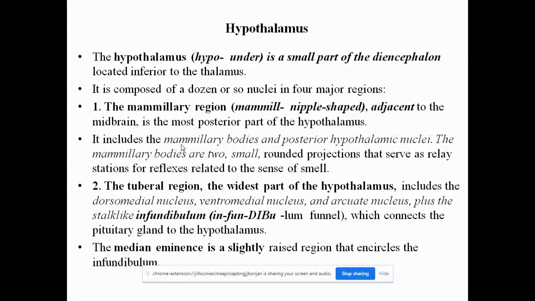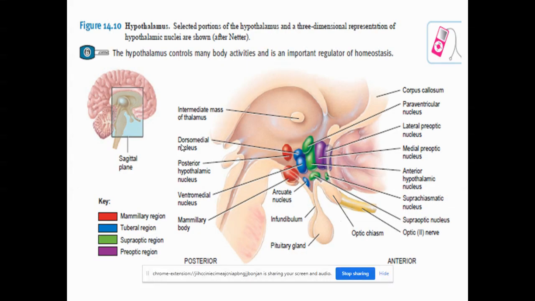What is the hypothalamus? The hypothalamus is a small part of the diencephalon which is located below the thalamus, that means inferior to the thalamus. What does it contain? It also contains many nuclei, a dozen or so nuclei in four major regions. The four major regions are the mammillary region, tuberal region, supraoptic region, and the preoptic region. Here you can see the picture, given in different colors. You can see the mammillary region, shown in red color.